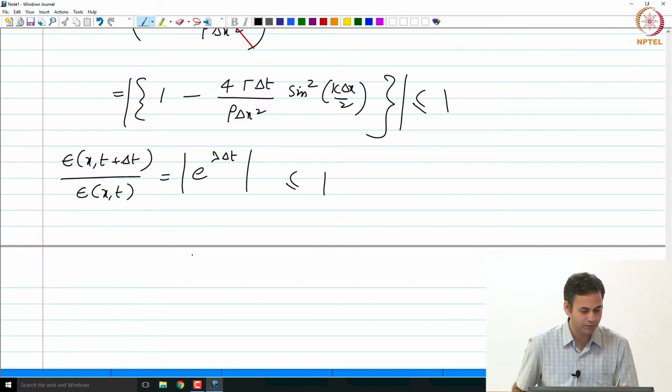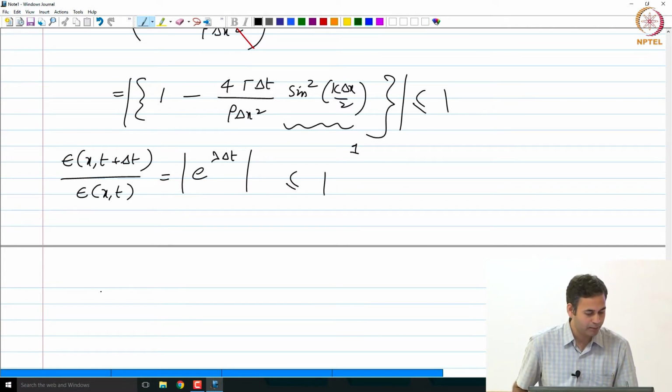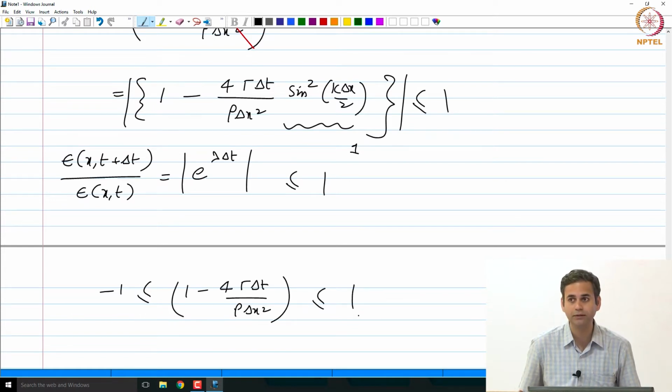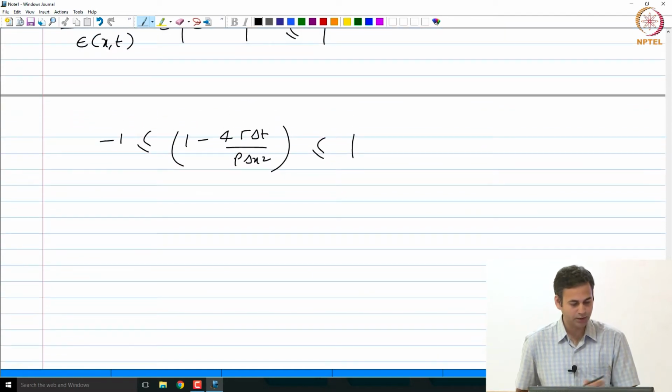Essentially the modulus of this. So, what is the maximum value that sine square k delta x can take? 1. Okay. So, essentially we have to look at the worst scenario, this will be minus 1 less than or equal to 1 minus 4 gamma delta t by rho delta x square is less than or equal to 1, right. That is what we have. So, we have 2 conditions. The first one is for the minus.